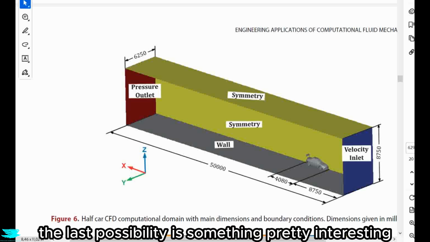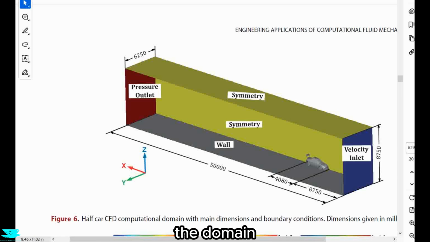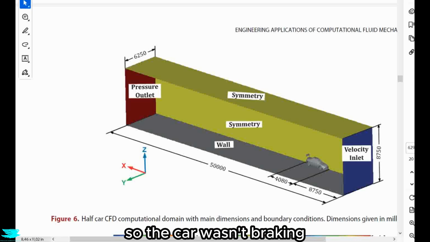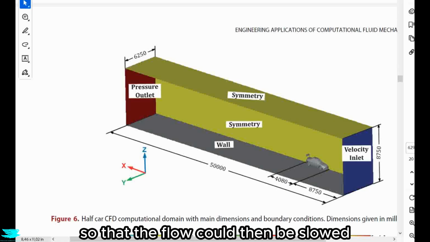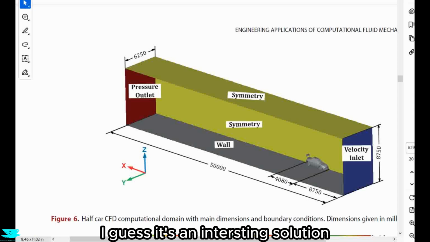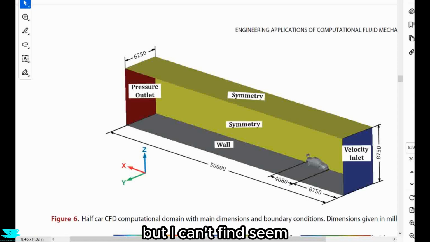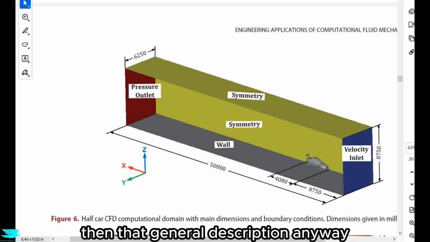The last possibility is something pretty interesting though. Their description of it is that the domain was the same as it was for the steady state analysis, so the car wasn't braking, but the cells were moved with time, so that the flow could then be slowed, I guess. It's an interesting solution, and I wish there was more detail about it, but I can't seem to find any more on it than just that general description.